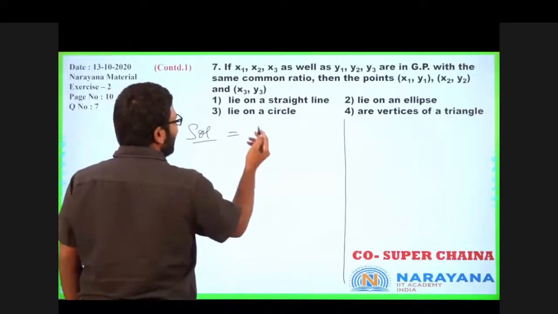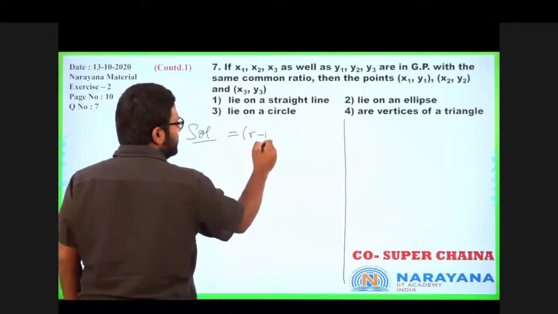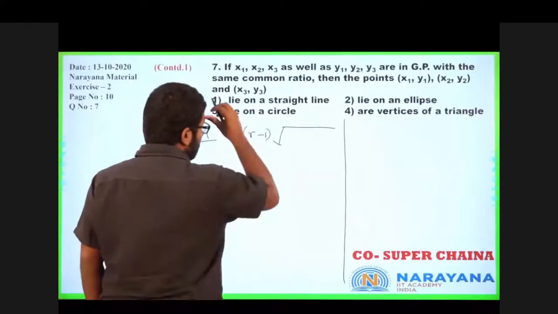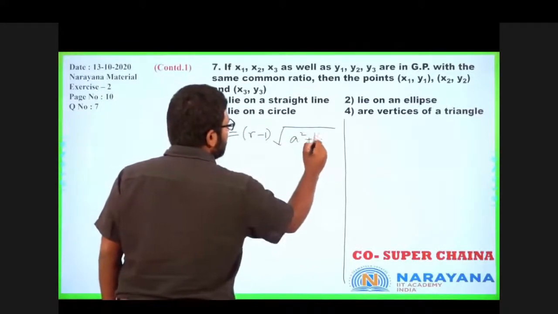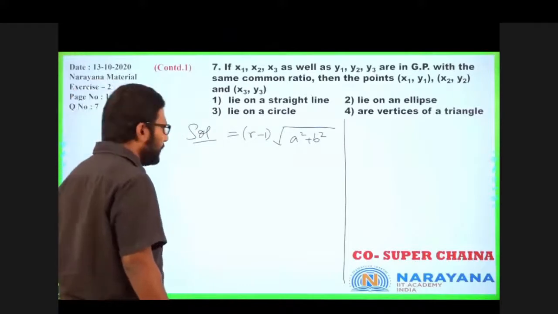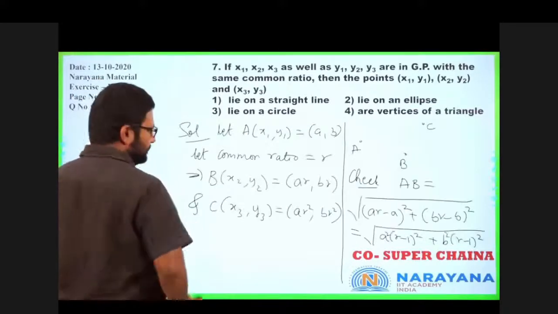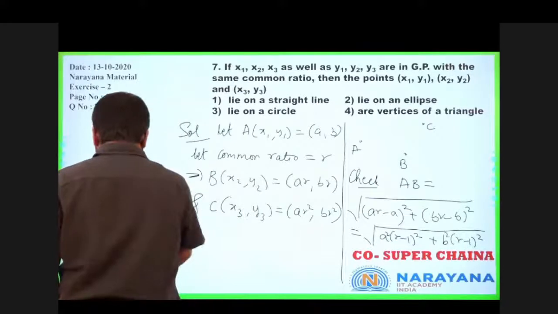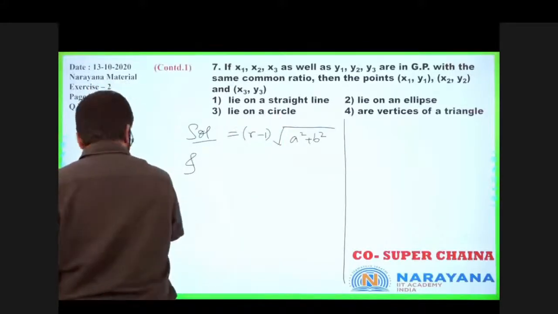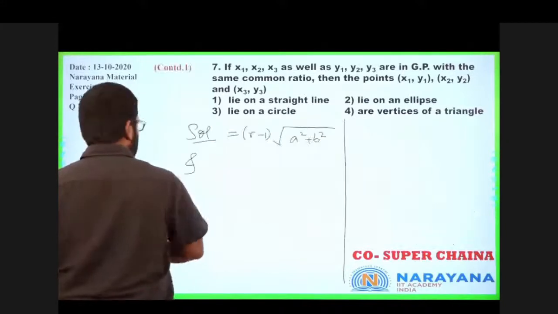So you take that (R minus 1) the whole square outside, you will just have (R minus 1) divided by A square plus B square. Alright? Okay. So then leave it at that. Then that was AB.